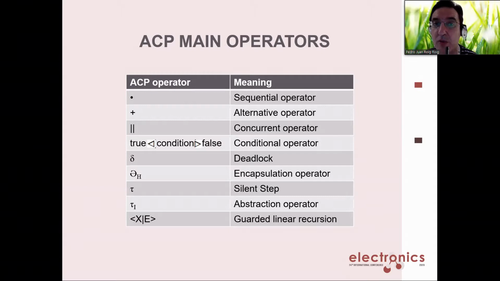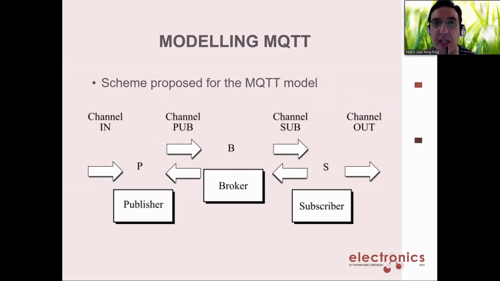So on to the model itself. Okay, model in MQTT. The scheme proposed for the MQTT model is this, right? We have three entities. We have one entity called the publisher, another entity called the broker, and we're going to imagine just one entity called subscriber, right? Just to keep it simple. And there we have four different channels. We have the channel pob going from publisher to the broker, right?